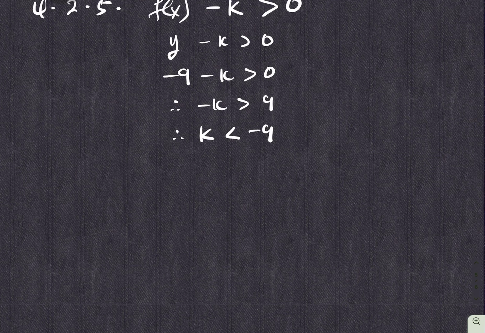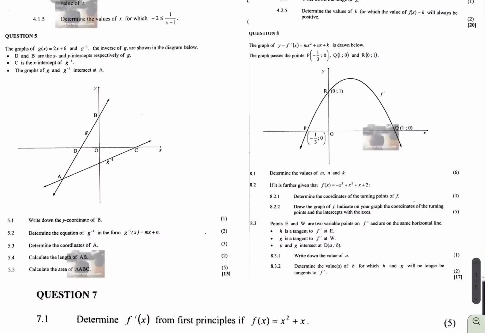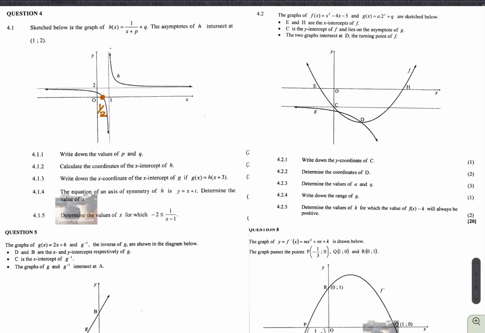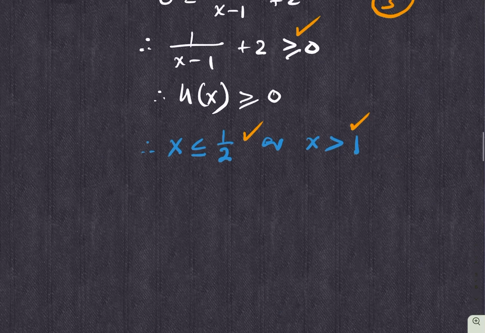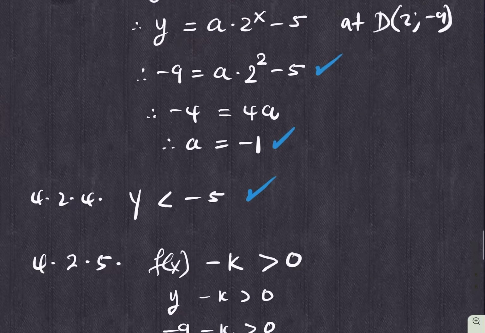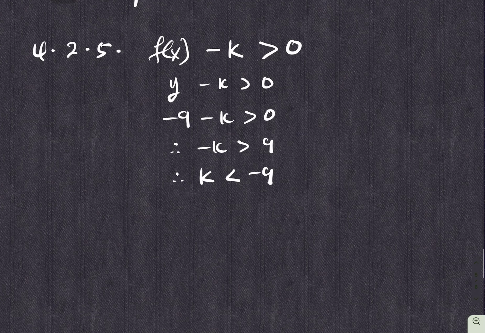I don't know how many marks this was. That was 2 marks. So that should really be easy. It's 2 marks, guys. Don't stress it out. k is less than -9. I will say that you get the mark from this one and from the substitution there.